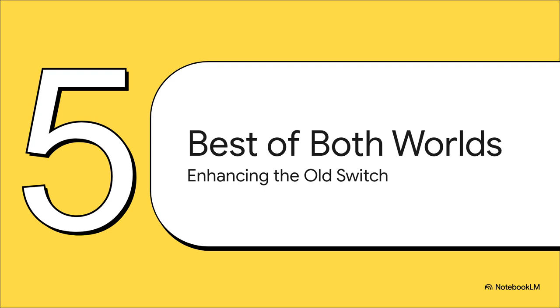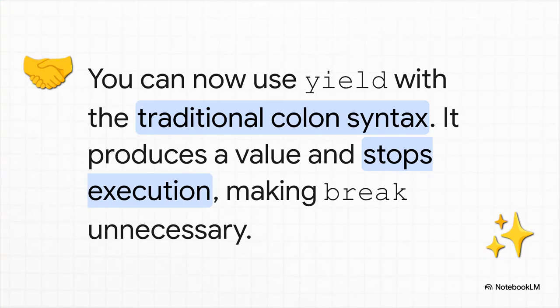Now here's a really cool bonus. The folks who designed this didn't just create a new thing and abandon the old one. They actually took some of the best ideas from switch expressions and brought them back to the traditional switch statement. What this means is you can now use the yield keyword even with the old school colon syntax. And when you do that, it kind of transforms the statement into something that acts like an expression. It produces a value, and crucially, it stops the execution for that case. So fall through is no longer a problem.